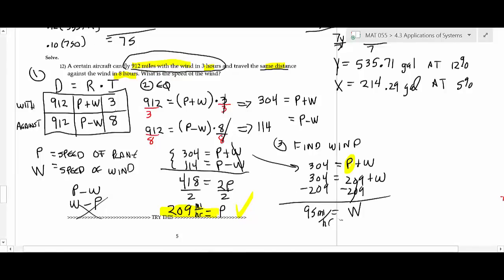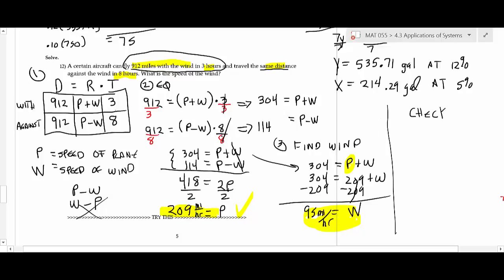Then we're going to look at checking, because I want you guys to know how to check this and make sense out of the problem. The plane's going 209, and that would be the speed if there wasn't any wind at all, but then the speed of the wind's 95, like that. Now that system right there is easy. It already eliminates, so that's not nearly as hard as the ones we just did. Is there any question about that?